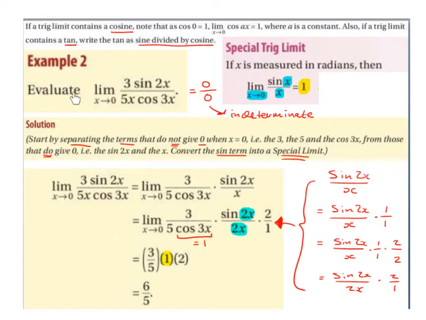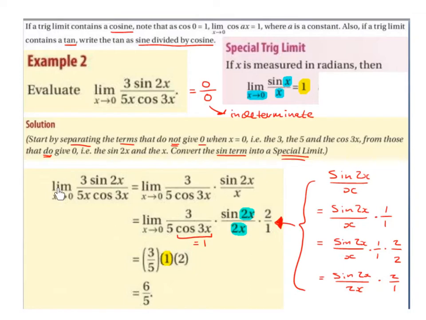So evaluate the limit of 3 sine 2x over 5x cos 3x as x approaches 0. If you were to substitute x as 0, we would end up having 0 over 0, which is indeterminate. So we're going to start by separating the terms that do not give 0 when x is equal to 0, i.e. the 3, the 5, and the cos of 3x, from those that do give 0, for example, sine of 2x and the x.